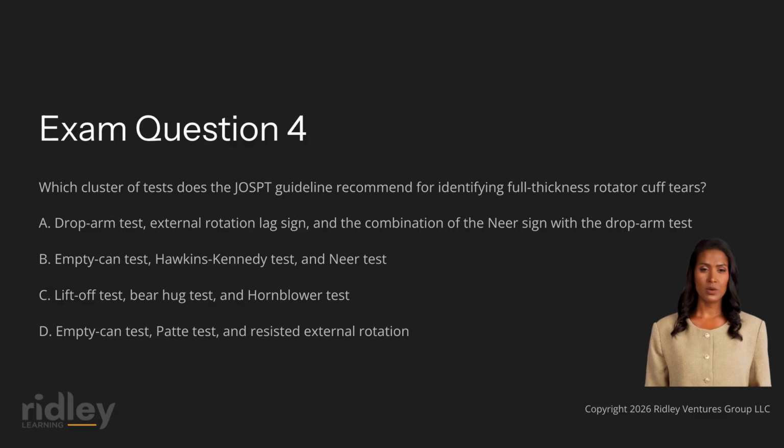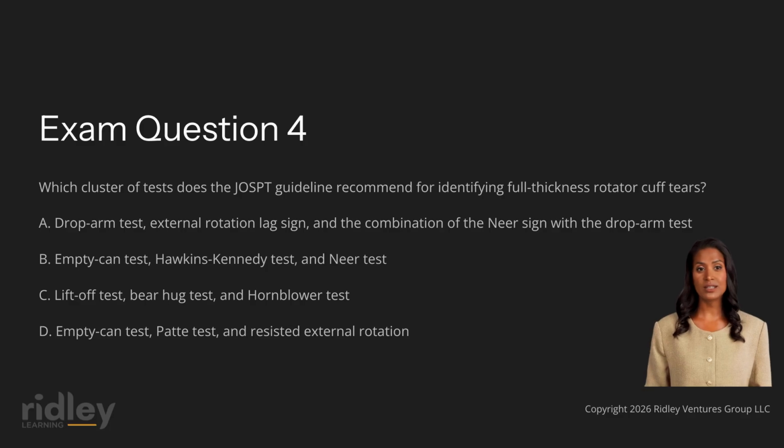Question 4. Which cluster of tests does the JOSPT guideline recommend for identifying full-thickness rotator cuff tears? The correct answer is A, drop arm test, external rotation lag sign, and the combination of the painful arc sign with the drop arm test. Rationale.